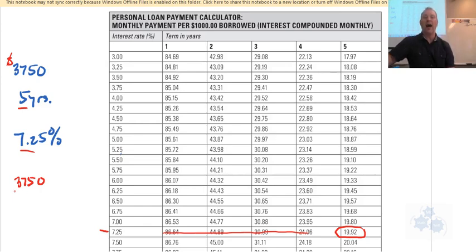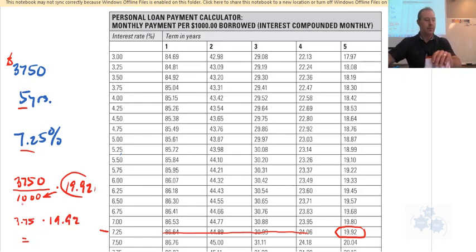So we want to know how many thousands are in this 3,750. So you have to do this fraction times 19.92, because this is only for $1,000. So we need to do 3.75 times 19.92. What's that? That's 74.70.